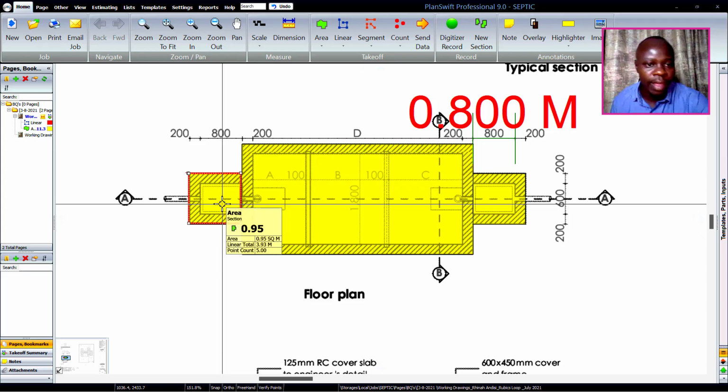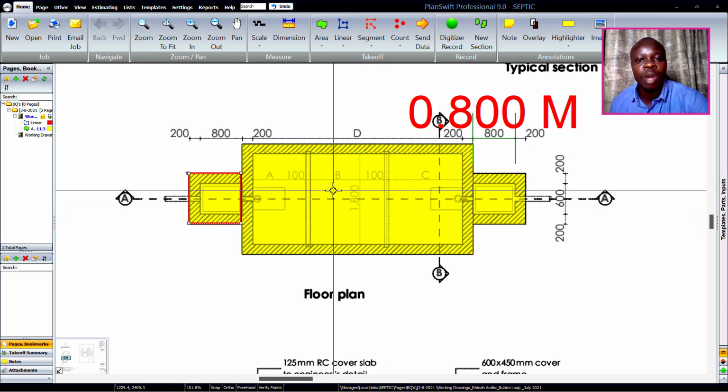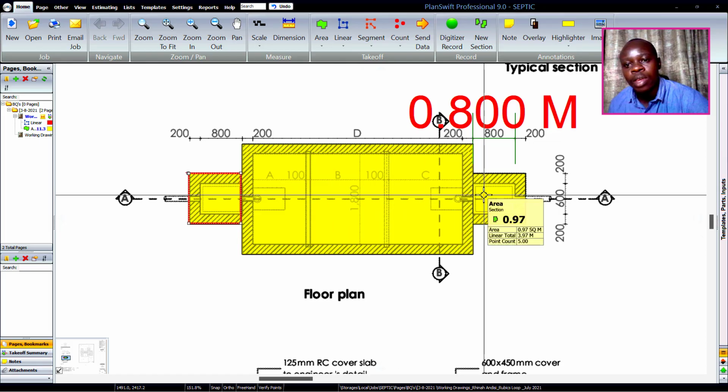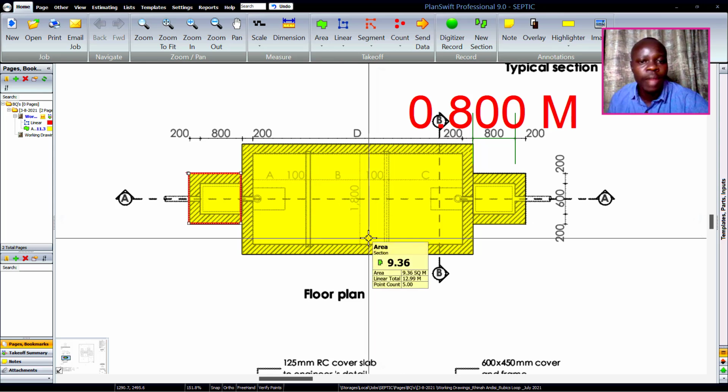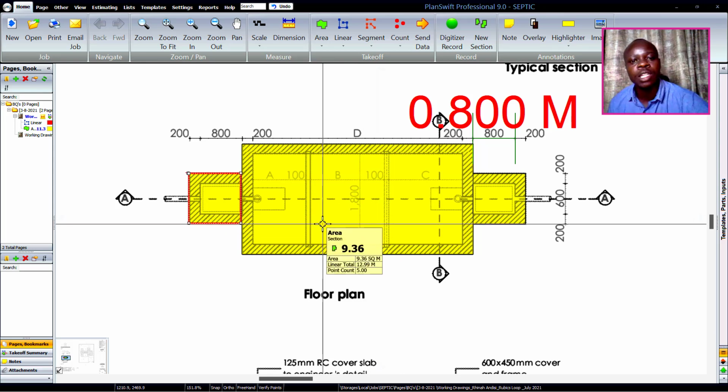And you can see the area there is around 0.95 square meters. Here is 9.36 square meters, while this is 0.97 square meters. So in a nutshell, that is how you use Planswift to read that.